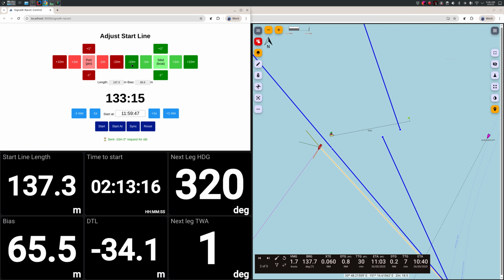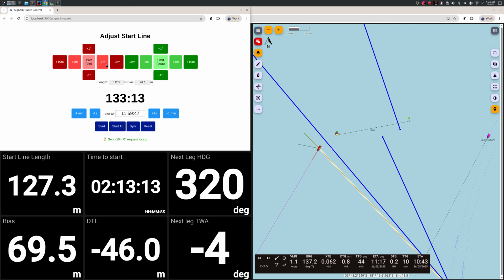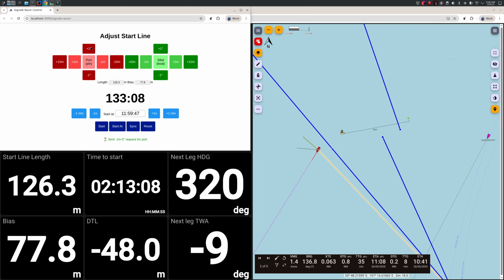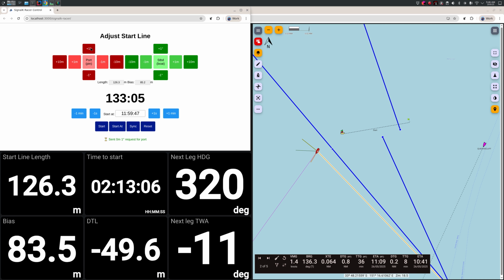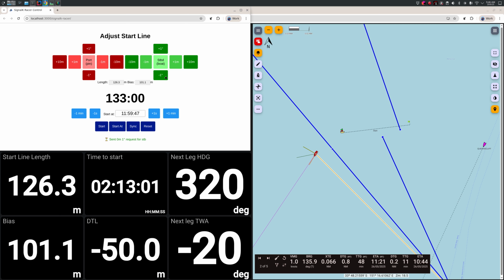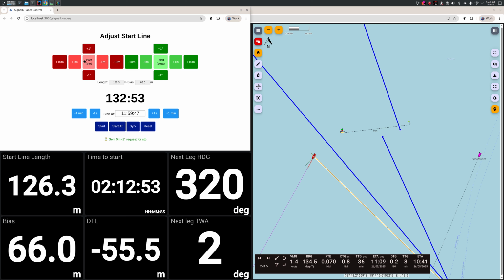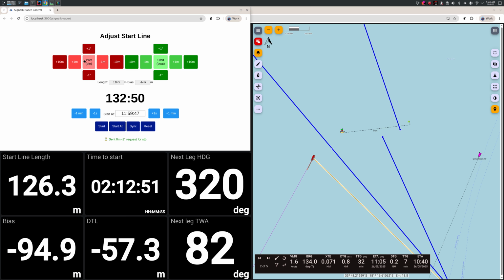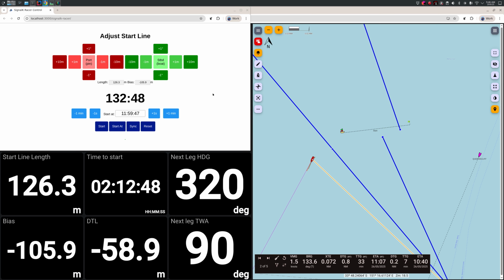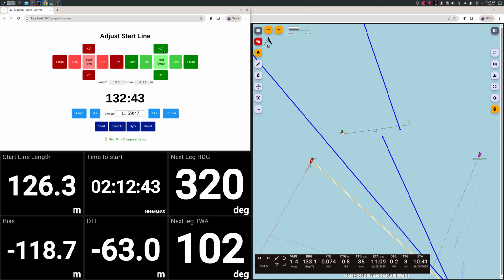I can shorten up the line, move it 10 meters at a time, or I can move the pin in by 1 meter, or I can rotate it. I can move the pin away by 1 degree, or I can move the boat end around. So with this web app here, which eventually I'll hopefully make into a nice Kip widget or multiple widgets, I can adjust the start line to exactly where it is on the water, or I can use waypoints to have it as a fixed line.